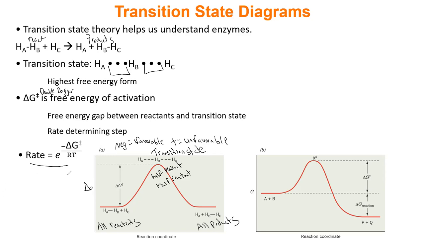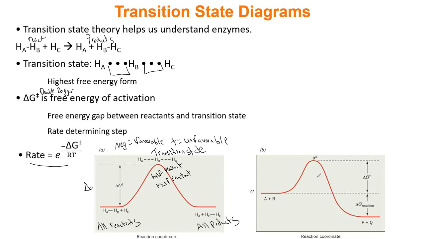And we can calculate that through this equation. The rate of our reaction equals exponent negative delta G double dagger divided by RT. R is the gas constant, T is temperature. So the higher delta G double dagger is, the lower our rate is.